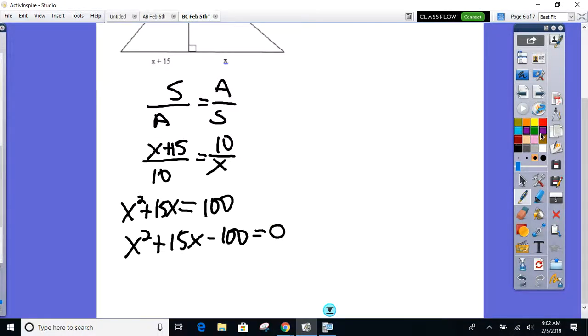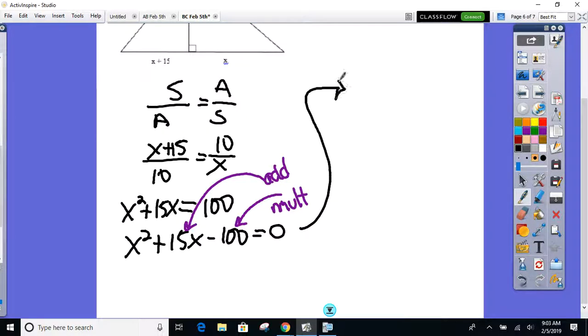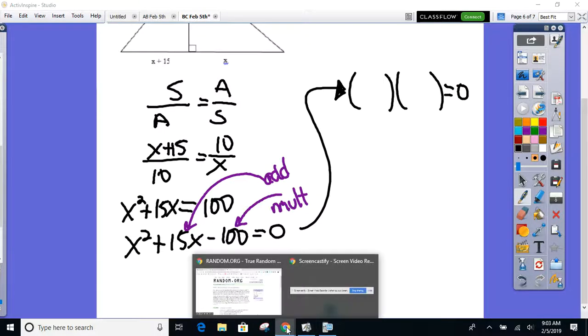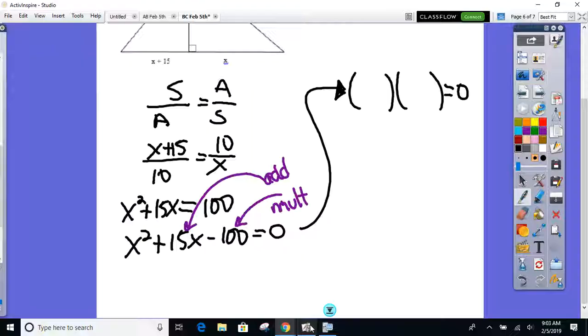Two numbers that you're looking for, what now? Two numbers that multiply to negative 100, but will at the same time add to positive 15. Here we go. Get searching. I'm going to call on somebody in a second. Don't yell them out. Have people find them on their own, please. That's the only way we're going to get better. Two numbers that multiply to a negative 100 but are 15 apart somehow. When you get it, let me know.